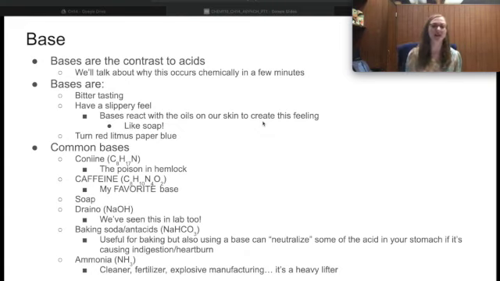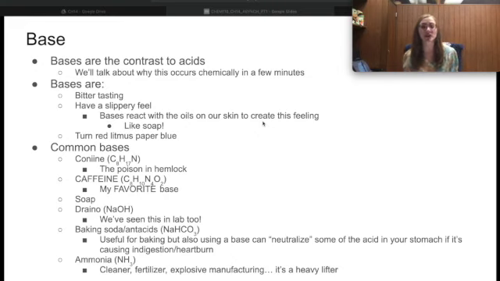Bases also have a slippery feeling. Bases react with the oils on our skin to create this feeling, just like when you wash your hands with soap, it feels slippery because it's reacting with some of the oils on your hand as well. So anything that has that real slick, slippery feel, like you could just slide out of your hands just like soap might, is generally going to be a base.